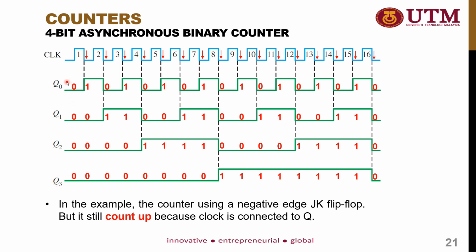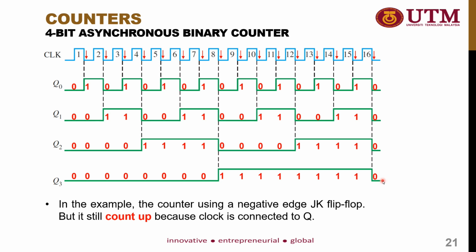So you see here, for the first one we have Q3 as the MSB and Q0 as the LSB. So 0000, 0001, 0010, 0011, 0100, 0101, 0110, and so on. And at the 15th clock pulse, the output will become 1111, and at the 16th clock pulse, the output will reset back to 0000.